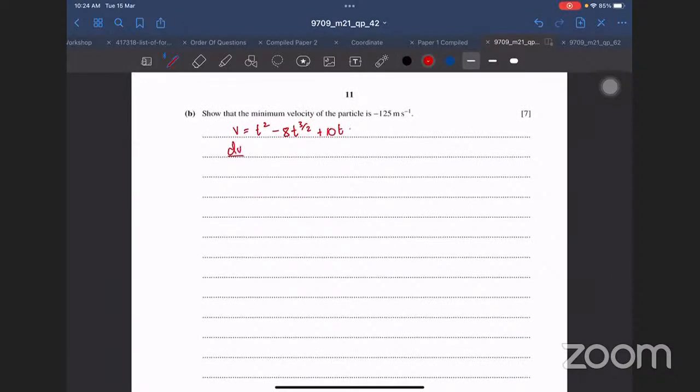So I differentiated: dv over dt is 2t minus 8 into 3 over 2 t power half plus 10. I get 2t minus, can I write this as 4 root t plus 10. I need to equate this to 0 to find the turning points. So how do I solve this? We learned about disguised equations in P1. If I square both sides, what I end up with is a quadratic equation.